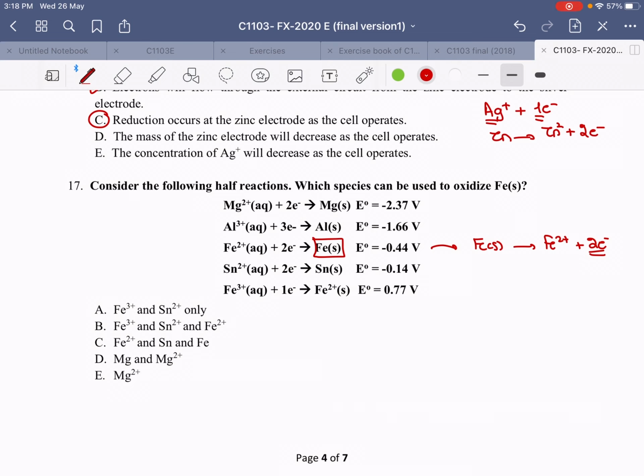Anything with a higher E0 can oxidize it لأنه it will go through reduction. أي شيء عنده a higher E0 than negative 0.44 can be used to oxidize Fe لأنه they themselves will undergo reduction. من إني ال Sn2 plus اللي عندها negative 0.14 وال Fe3 plus اللي عندها 0.77, they are the oxidizing agents that are strong enough to oxidize Fe while themselves undergoing reduction. خلاص. So it is A. This is number 17.